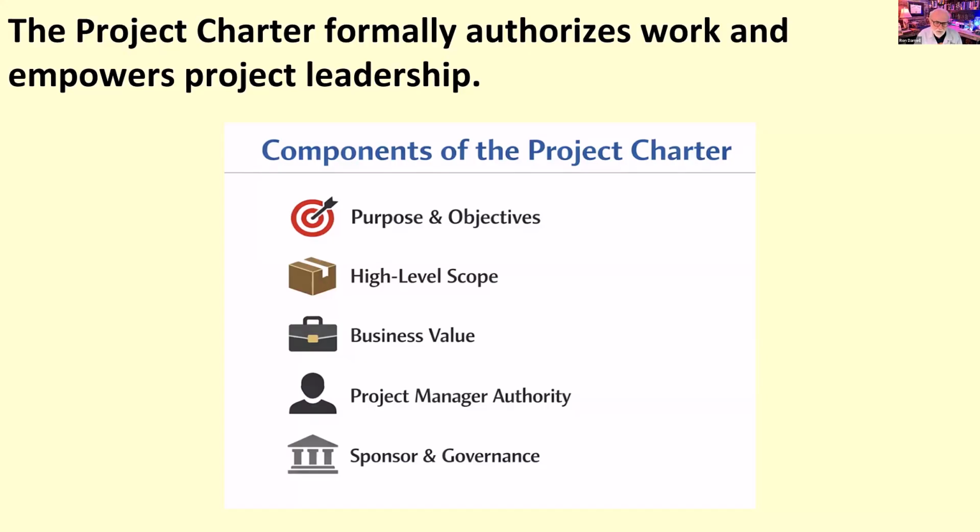Then one of the main things it does here is it formally authorizes the project manager to expend resources on the project. So it empowers the project manager to apply organizational resources, make decisions within certain defined limits, and lead the effort. So this is where the first accountability for the project manager goes. So we want to make sure we have clear accountability for the project manager.